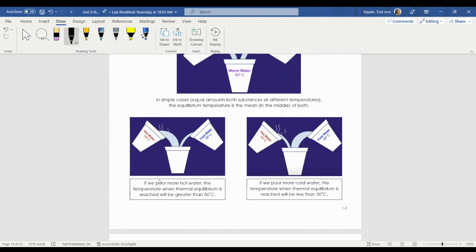So your thermal equilibrium in this case would be greater than 50 degrees, and that's because there's more hot water than there is cool water. If I have more cold water than hot water, your temperature would be less than 50 degrees. So it not only has to do with the samples themselves, but also with the amount of each of them.